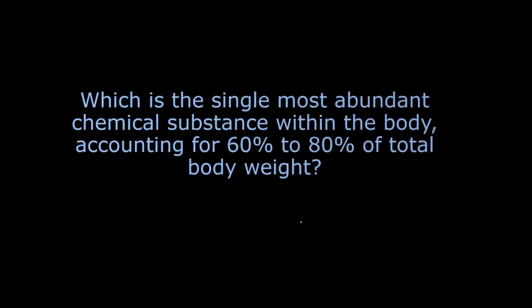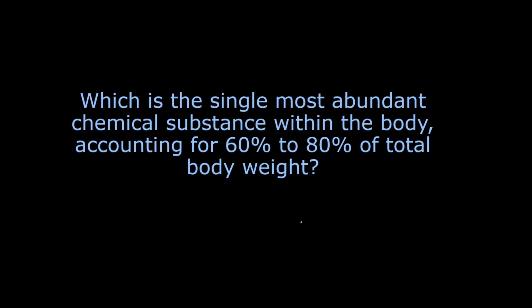Okay, next one, which is the single most abundant chemical substance within the body, accounting for 60 to 80% of total body weight? That's a bunch, but a lot of clues there. 60 to 80% is one of, I think in our lecture we said 70%. And this is going to be water. Water would be the answer, and we know why water is important. It's to run metabolism. So let's look. Oxygen, nope. Protein, nope. Hydrogen, no. Water. And it is correct.